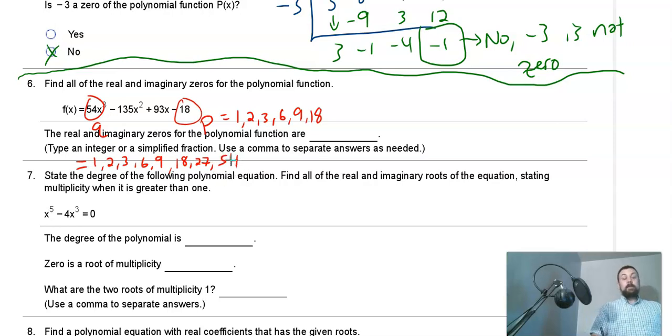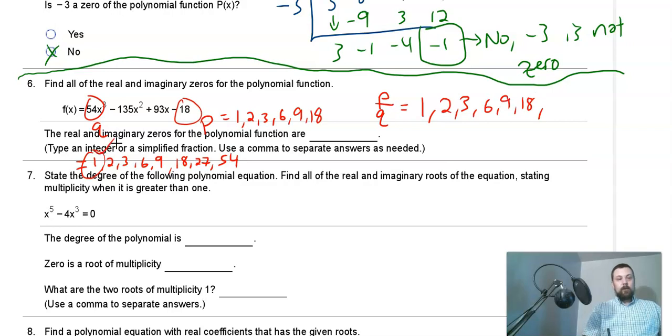And so that gives me my list of values of q. We have to take every possible combination of a p divided by a q. So I'll start with q equals 1. 1 divided by 1 is 1. 2 divided by 1 is 2. 3 divided by 1 is 3. So you get the idea. 6, 9, 18. That takes care of q equals 1.